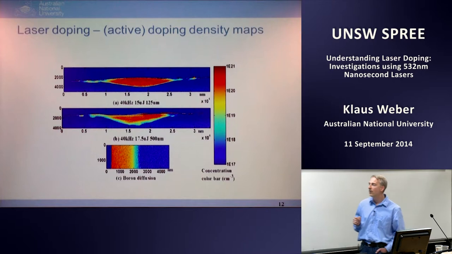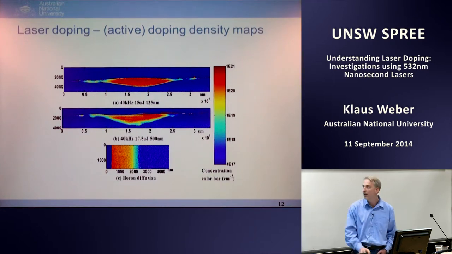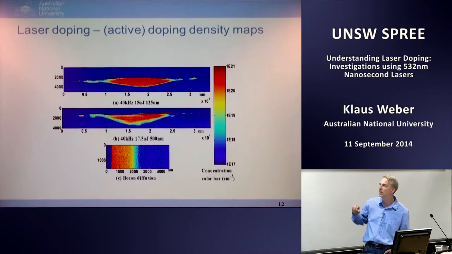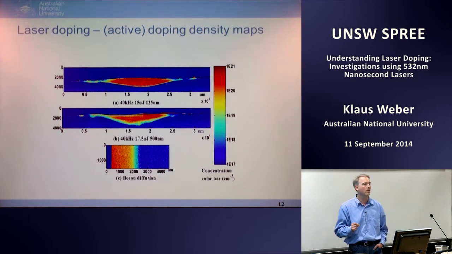So this is an example of an attempt to apply this technique to actually get dopant density maps. In this case, at the top we've got a laser doped region. We've got two laser doped regions. There are a couple of differences. The pulse energy was slightly different, but the main difference is the pulse spacing. For the top image, it's 125 nanometers. For the bottom one, it's 500 nanometers.